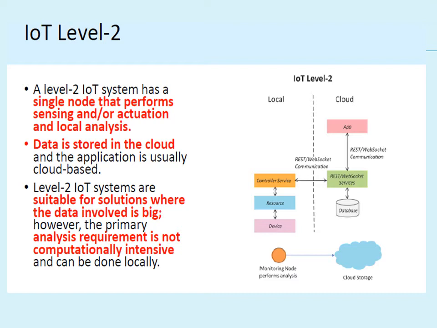Level 2 IoT systems are suitable for solutions where the data involved is big. The local system can be like this. In the cloud there should be the apps and WebSocket services, and databases, all can be stored in the cloud. The local system consists of the control services, resources and devices. Here the primary analysis requirement is not computationally intensive and can be done locally.